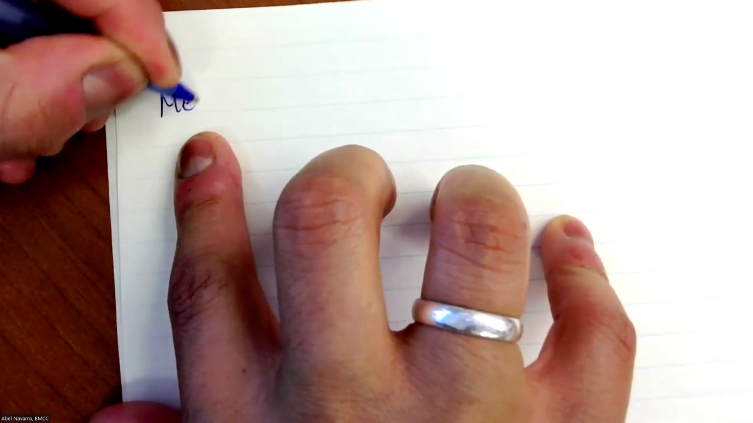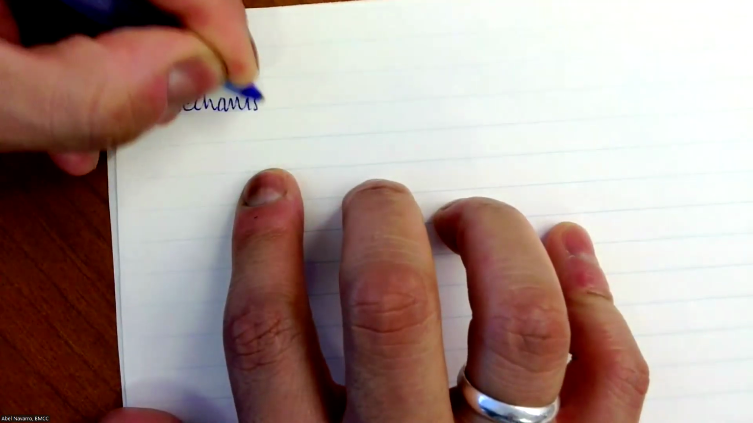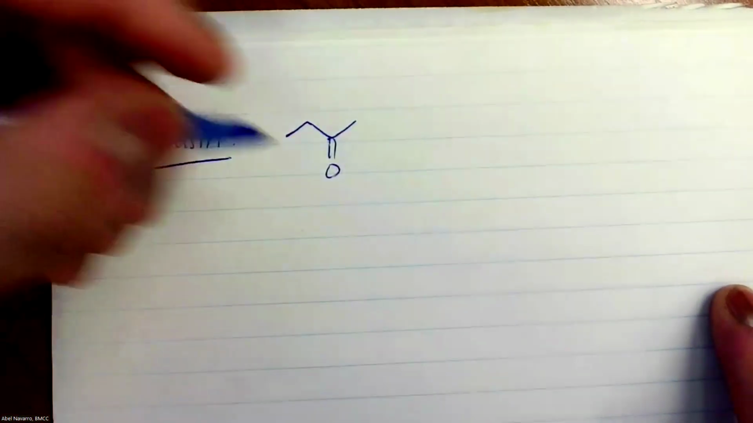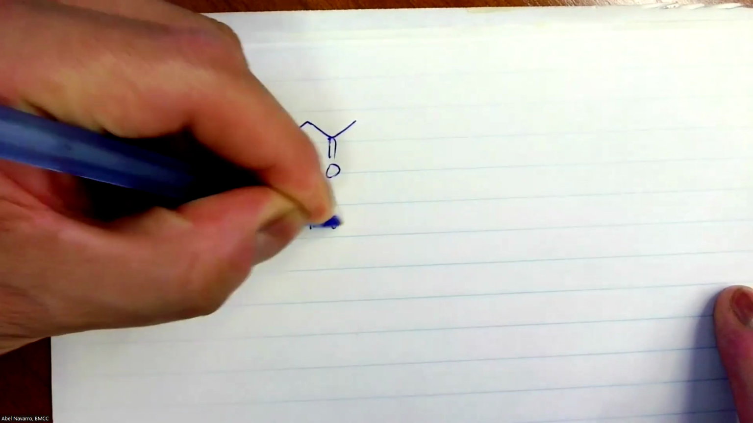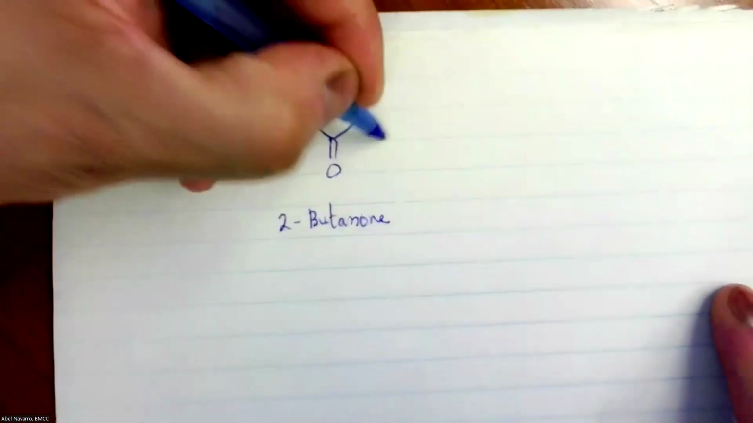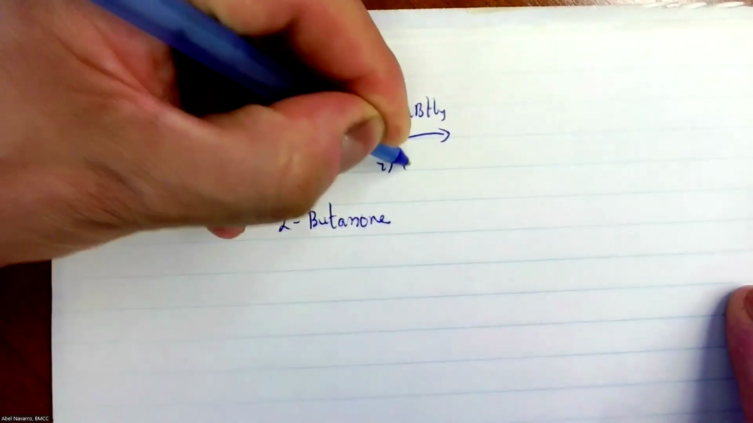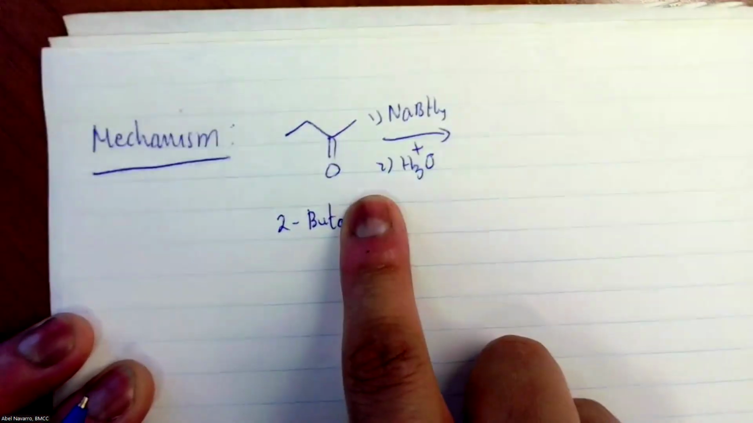Mechanism. Do we need to know this mechanism? Yes, that's why I'm doing it. Okay, so reduction of what? Let's do 2-butanone. 2-butanone with sodium borohydride in acid. Now you guys will understand why acid. The product would be 2-butanol. All right, so let's do it.